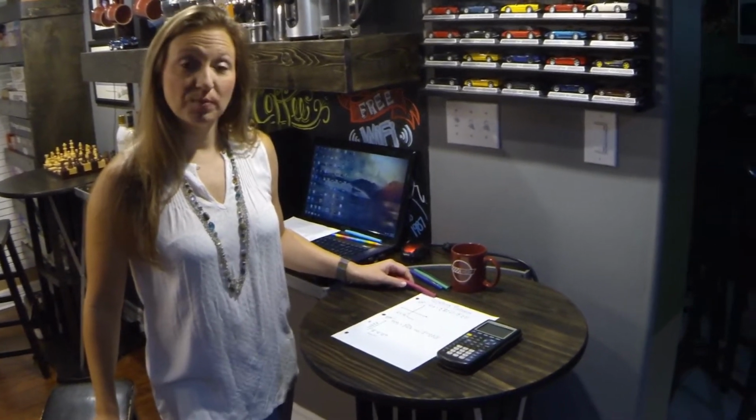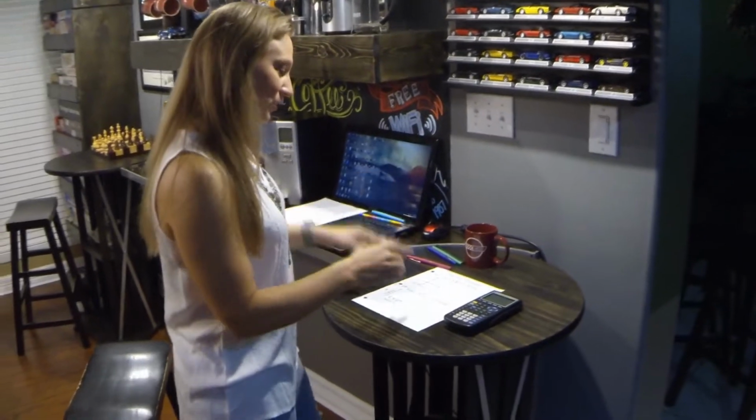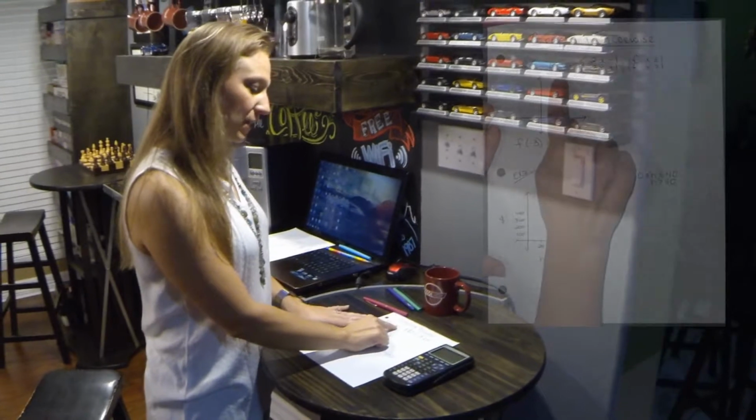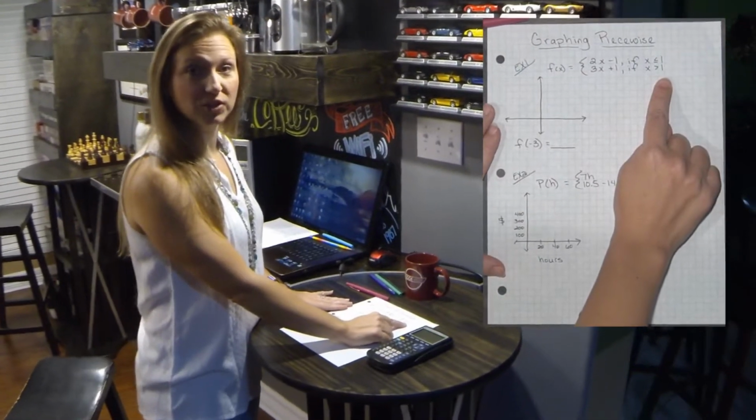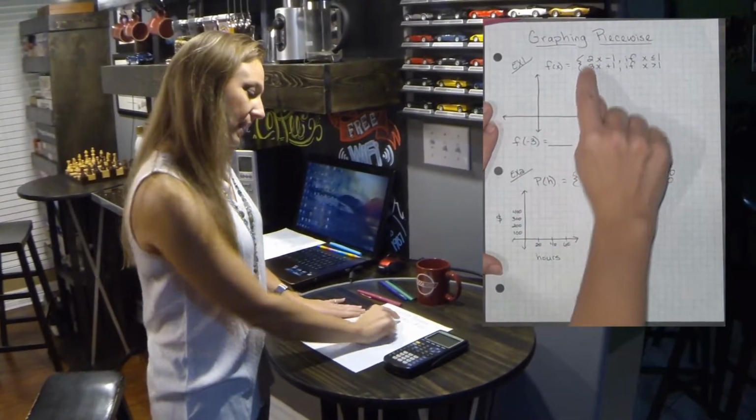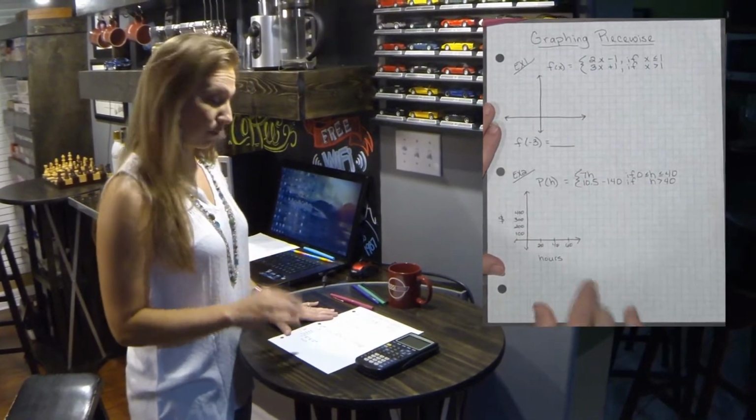Today we're going to be graphing piecewise functions, which means that we're going to be graphing all different kinds of graphs into one graph. Here's our first example. So let's say we want to graph this piecewise function. The best way to start is to look at each piece separately.